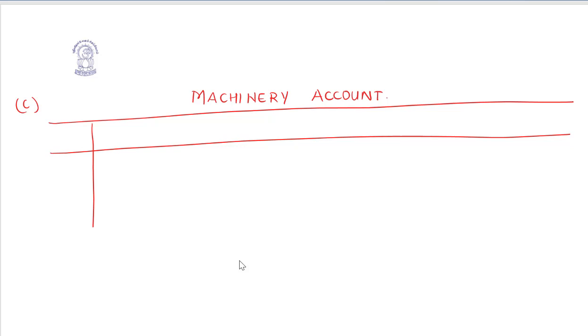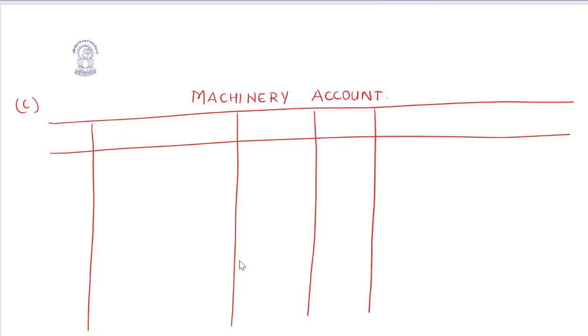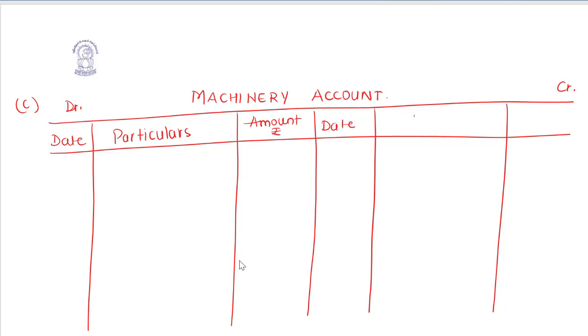Date, particulars, amount. Date, particulars, amount, debit, credit. Over here, date, particulars, amount in rupees.